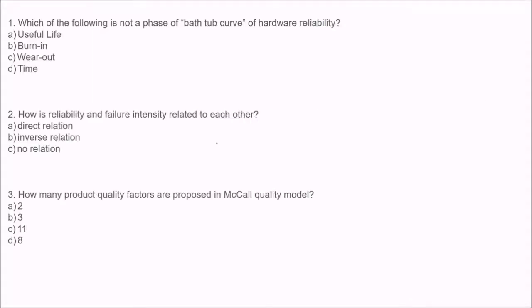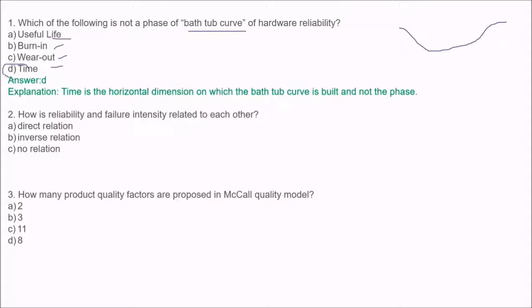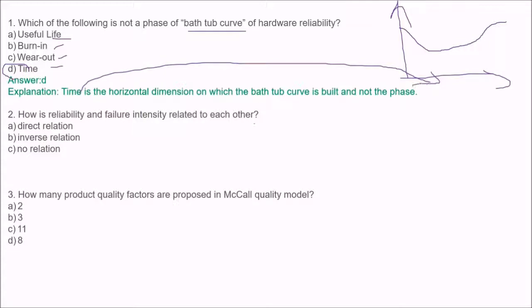Let us see a few more questions on software engineering. The topic is software reliability. First is which of the following is not a phase of bathtub curve of hardware reliability? Useful life, burn in, wear out, and time. The answer is D. Time is in the horizontal dimension on which the bathtub curve is built and not the phase.